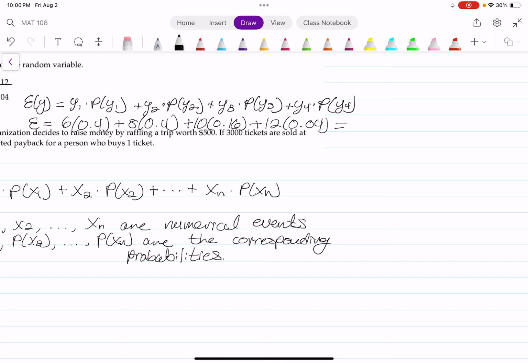So that's going to equal, when I multiply, 2.4 plus 3.2 plus 1.6 plus 0.48. 2.4 plus 3.2 is 5.6, plus 1.6 is, I believe, 7.2, plus 0.48, which is 7.68. That is the expected value for this probability distribution.